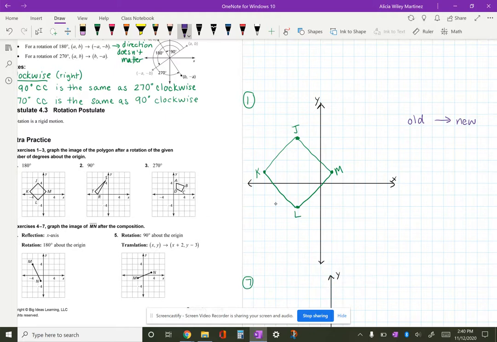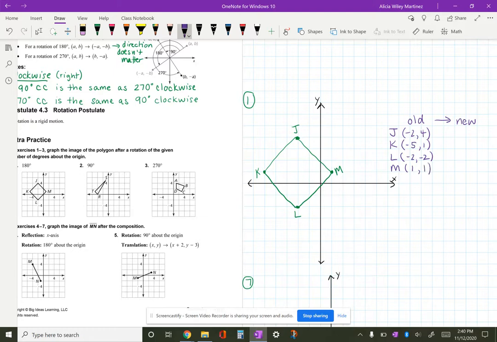So for point J, it is the point -2, 4. Point K is the point -5, 1. And for L, the point is -2, -2. And then finally for M, we have the point 1, 1.